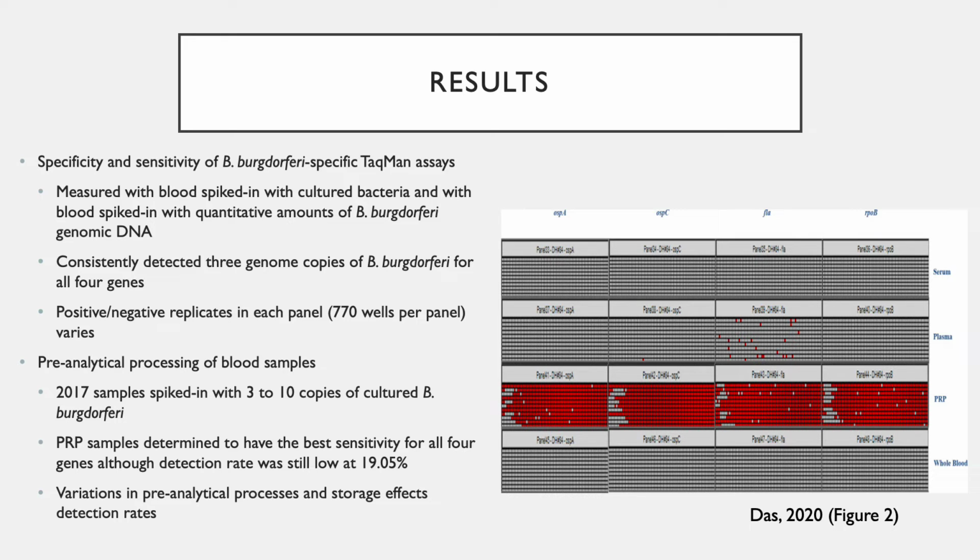And as shown in this figure, this is a heat map of each sample type for one of the patients that had been clinically diagnosed with Lyme disease.